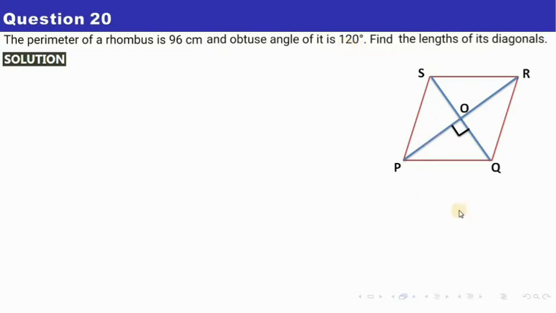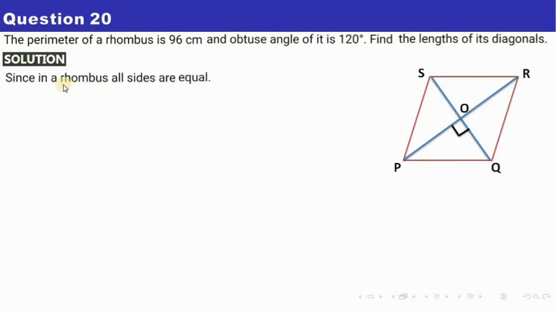And one more property of a rhombus says that diagonals bisect each other at 90 degree. So that's why I put a 90 degree mark out here. All right, so we know that. So that's why OP and OR are equal. Similarly, OQ and OS are also equal. All right, fine. So you need to find the lengths of the diagonals. That means you need to find PR and you need to find QS or SQ. All right, so let's begin.